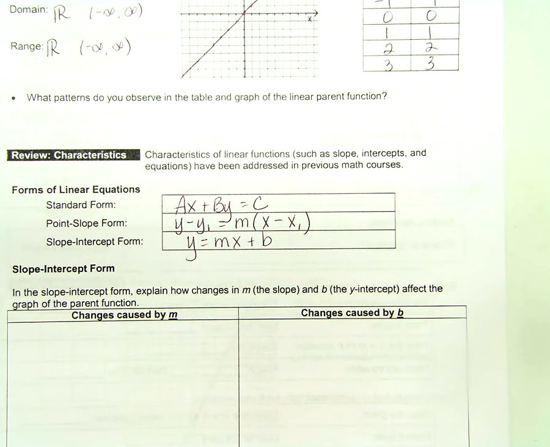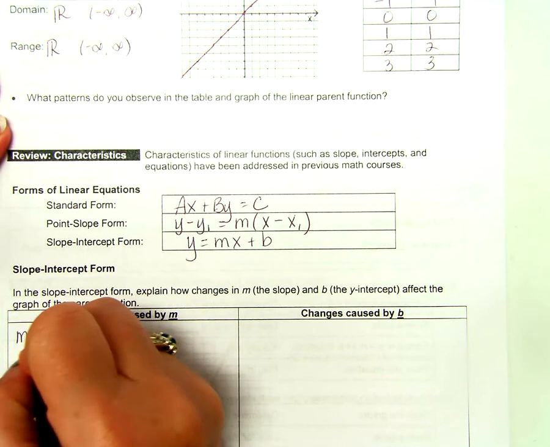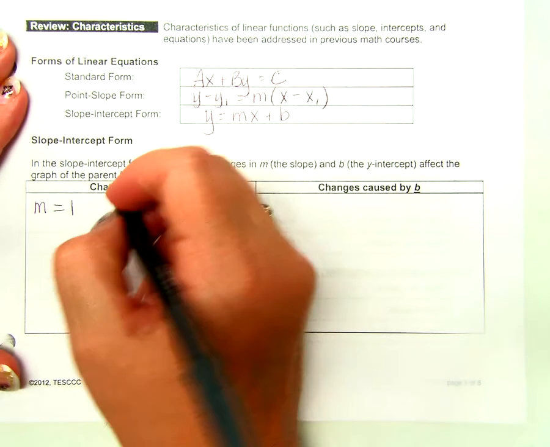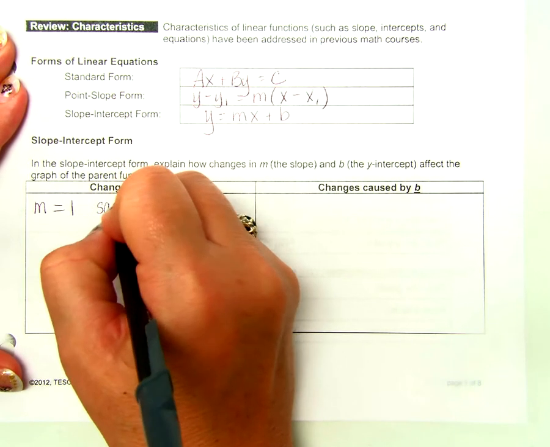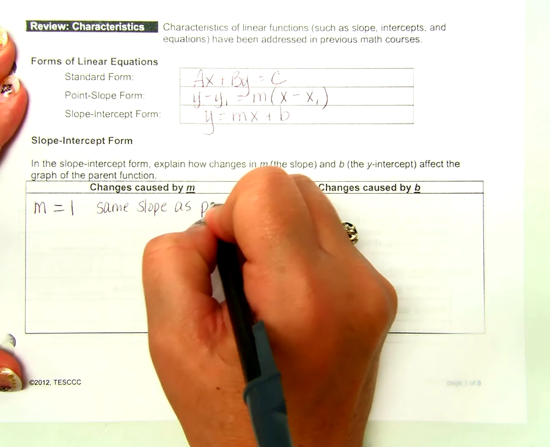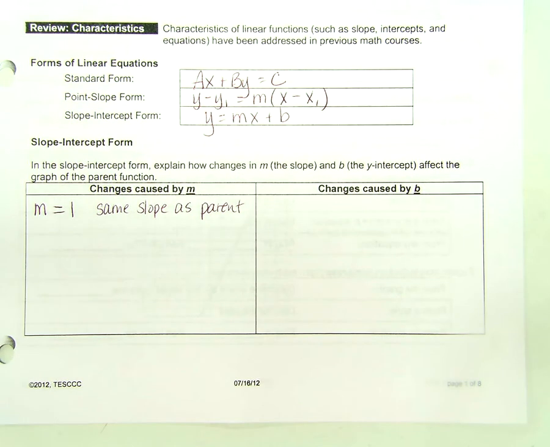What changes are caused by m? Well, what is in m to begin with? What'd you say? The slope, right? That's right. So what changes are caused by m? Well, let's start here. If m equals 1, then it has the same slope as the parent. Same slope as the parent function, correct? Does that make sense to you?